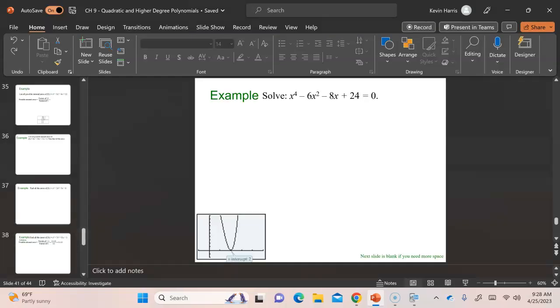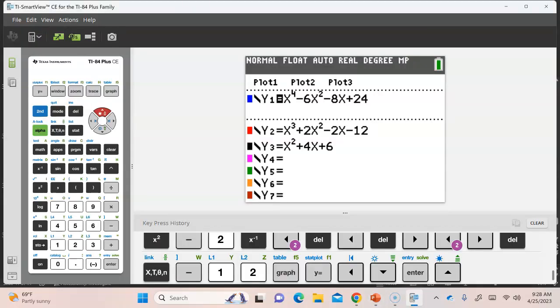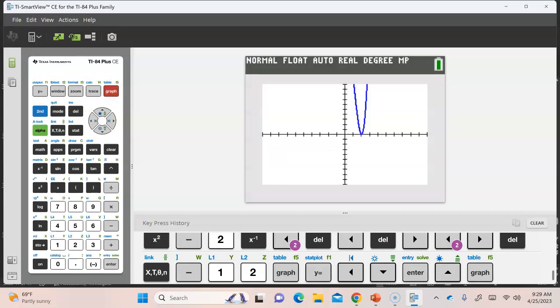So go ahead and graph that fourth power polynomial: x to the fourth minus 6x squared minus 8x plus 24. What does it look like? So what do you do? Graph. That's it? Yep. Just graph. It went away. It's only on a second, right? It's just on that one point.